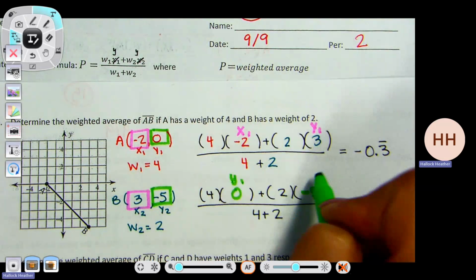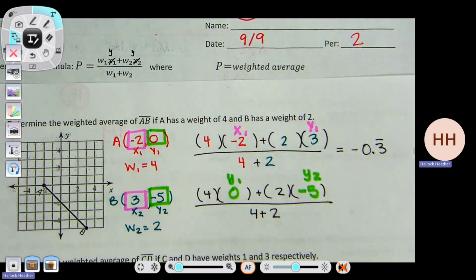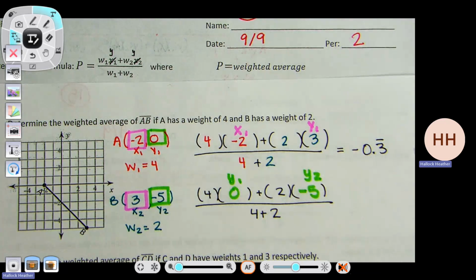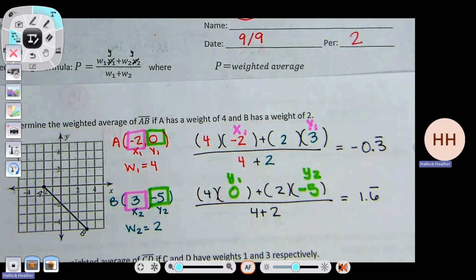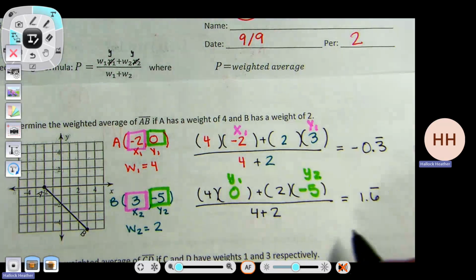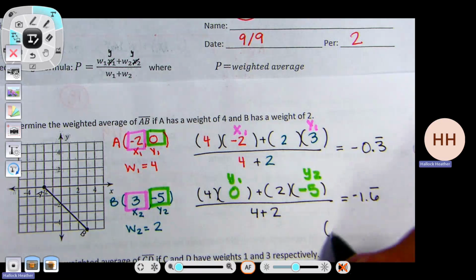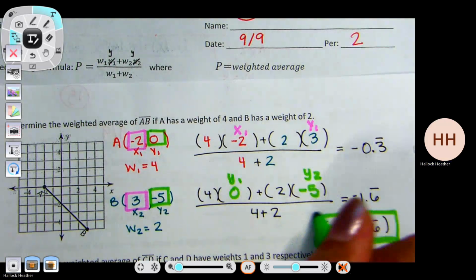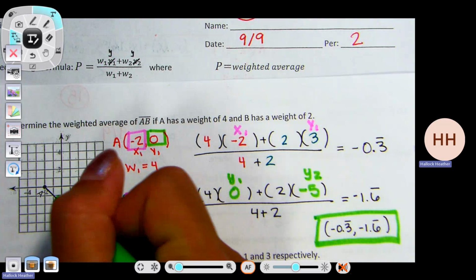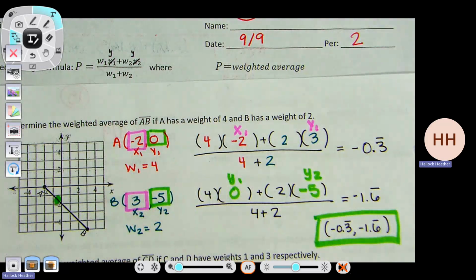So this is Y1 and Y2. So all you have to do in your calculator, in your computer, is change those two values. So instead of X's, now we're using Y's. How much does that equal? 1.6 repeating. The reason why there's a 7 at the end is because the 6 continues forever, and because the next digit is more than 5, it's rounding that last number to 7. So it's just 1.6 repeating. So my coordinate, and it's negative, is negative 0.3 repeating, comma, negative 1.6 repeating, which is ugly to graph. But if I put that on my graph, it's like here-ish. It's closer to A because A has a heavier weight. The weight was 4.